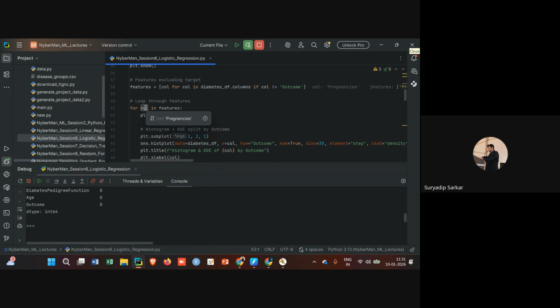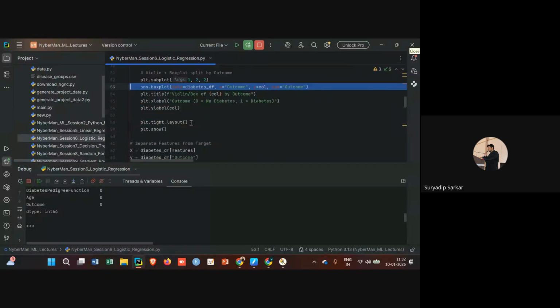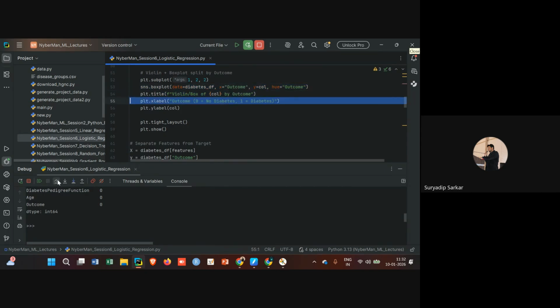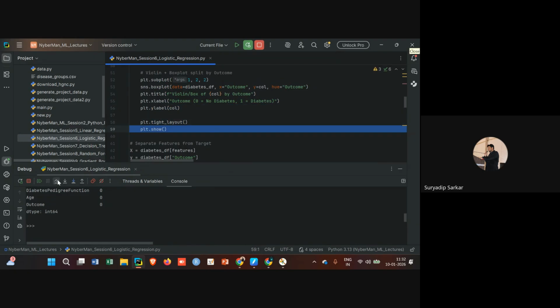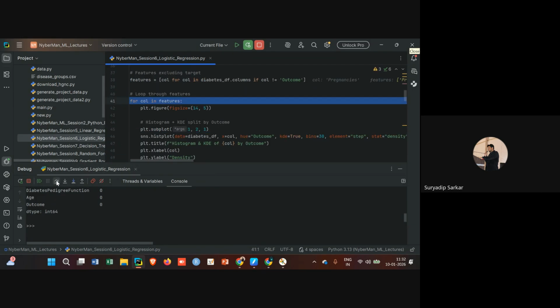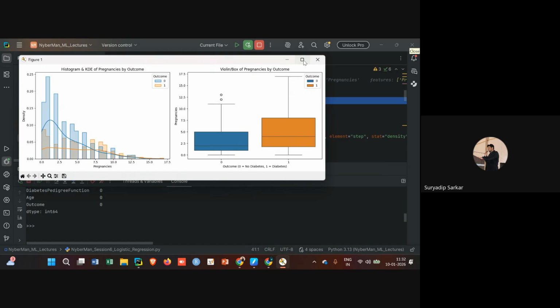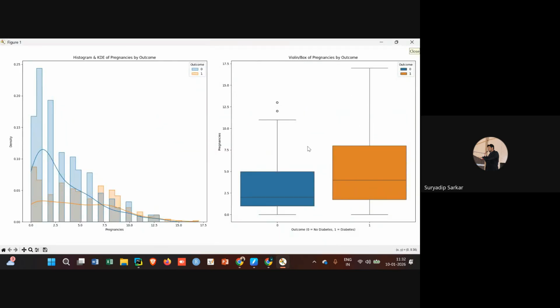What is col? Col is pregnancies. Okay, you can hover over col and figure out that col is pregnancies. And this hue, so the color of the box plot, will be based on the outcome. Okay, so if you go ahead and do this, you can label the x and y columns. You set plt.tight_layout so that they appear together very well, and then plt.show. So now this should have come up. Yes, you can see in the same figure I have these now.